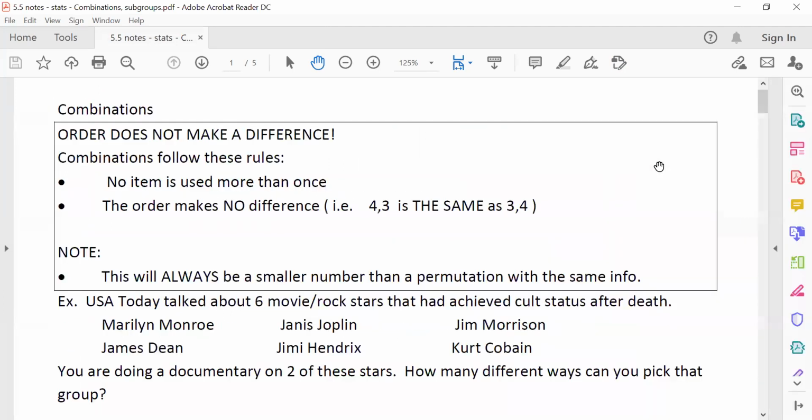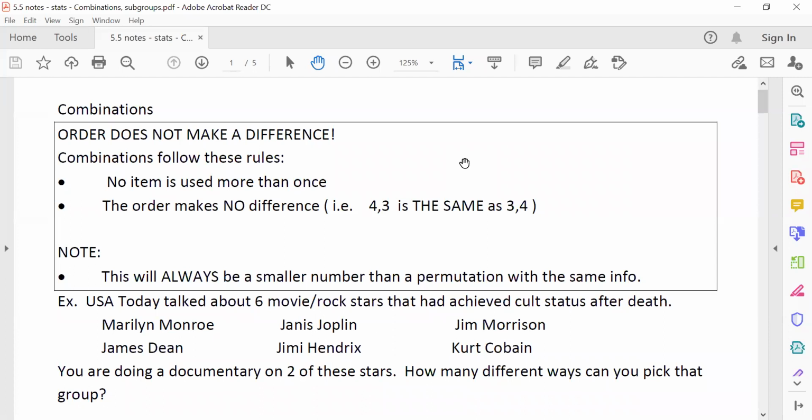But now we need to talk about a combination. A combination does a lot of the same things that a permutation does, except the major difference is once you pick the smaller group from the larger group, you don't care about the order of the larger group or the smaller group.